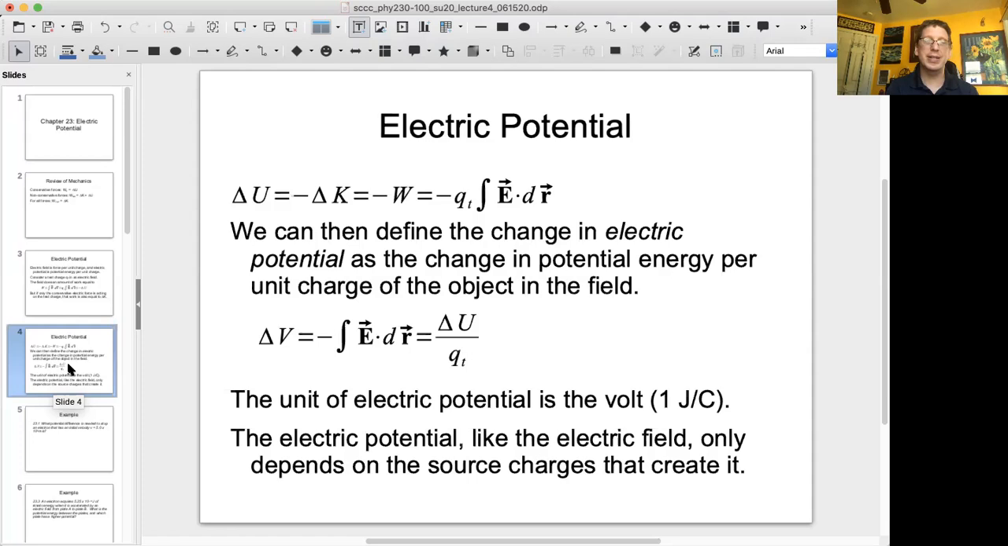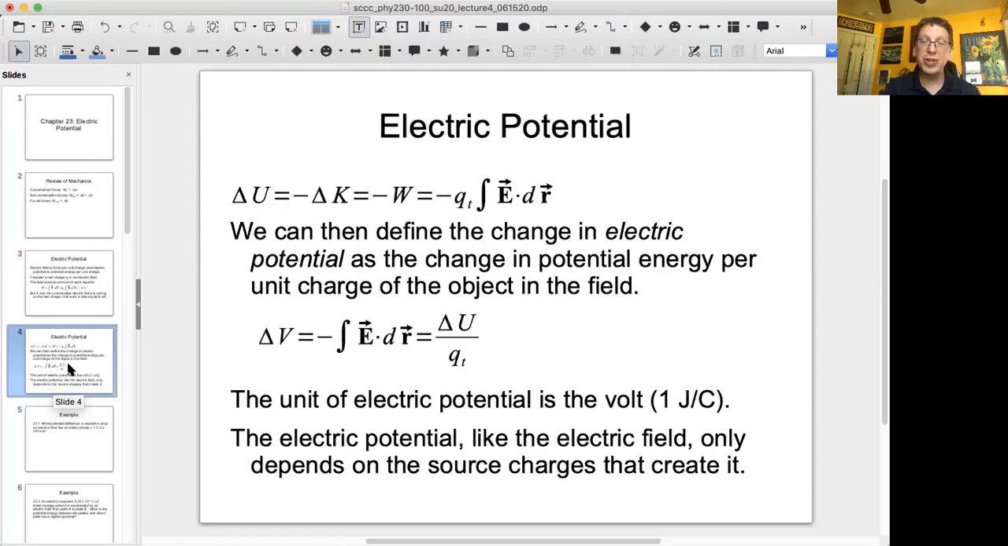We won't get to current. We'll talk a little bit about current next time, but we won't really get to currents until we get to chapter 25. So the unit of electric potential is the volt, 1 joule per coulomb.